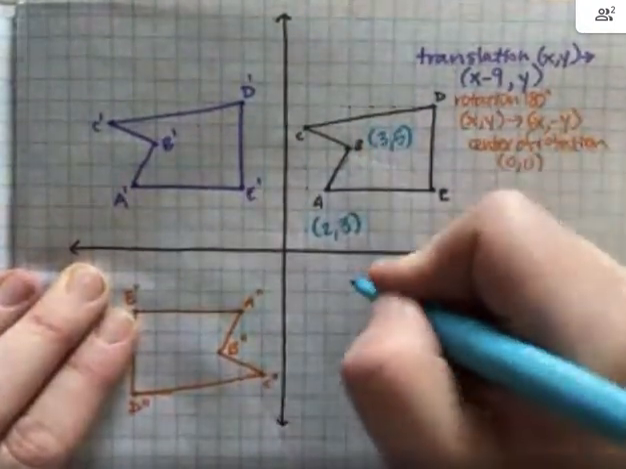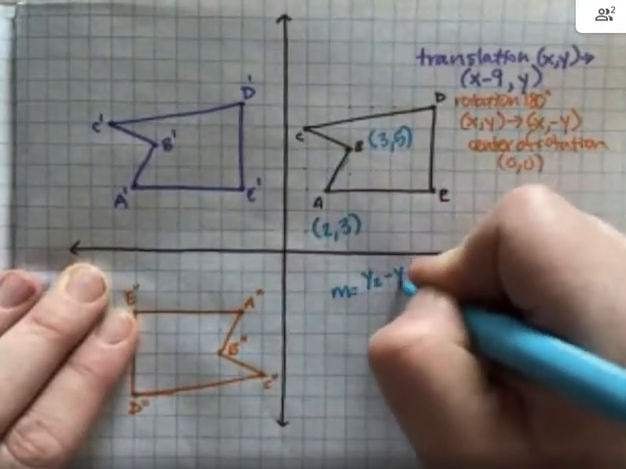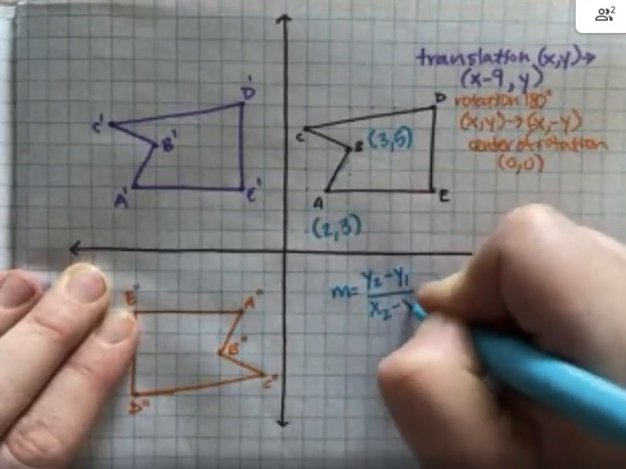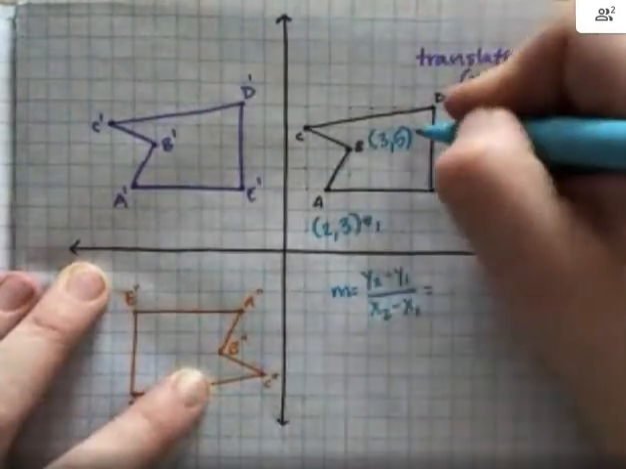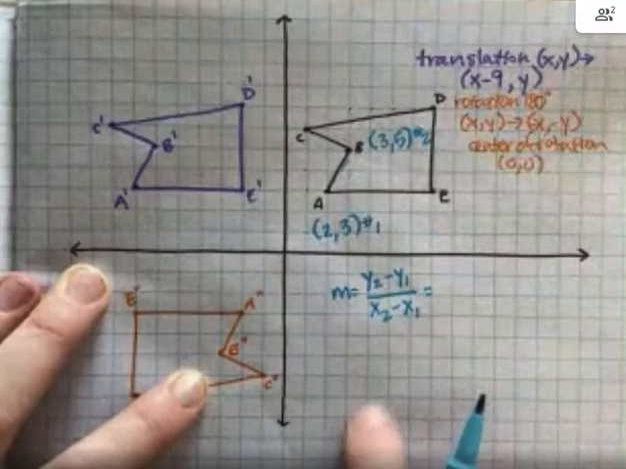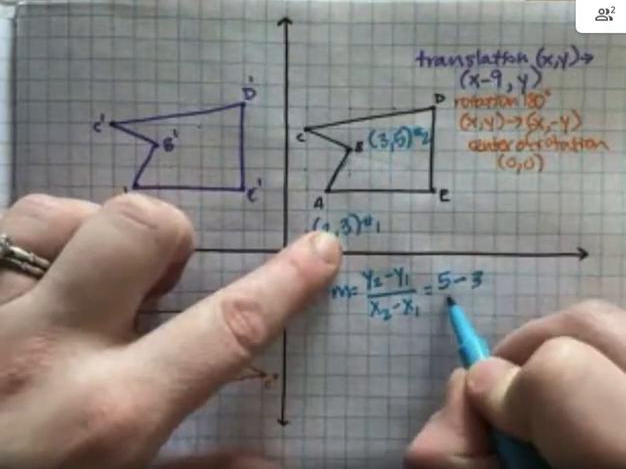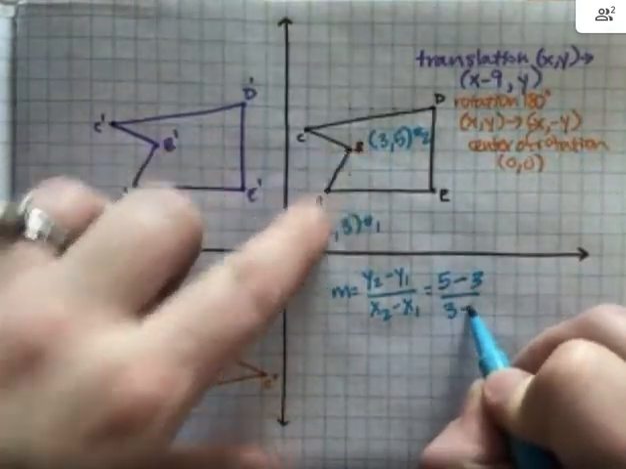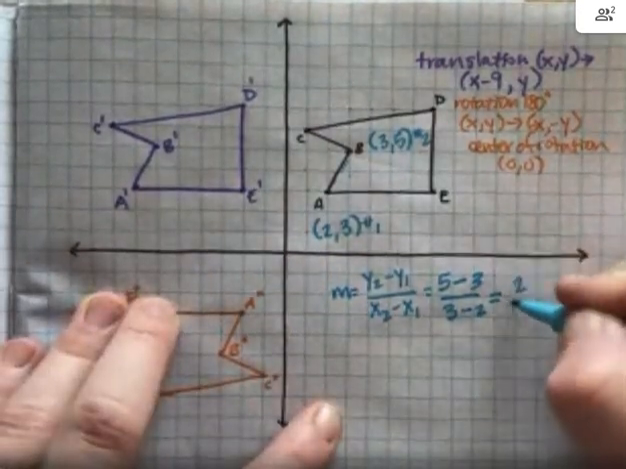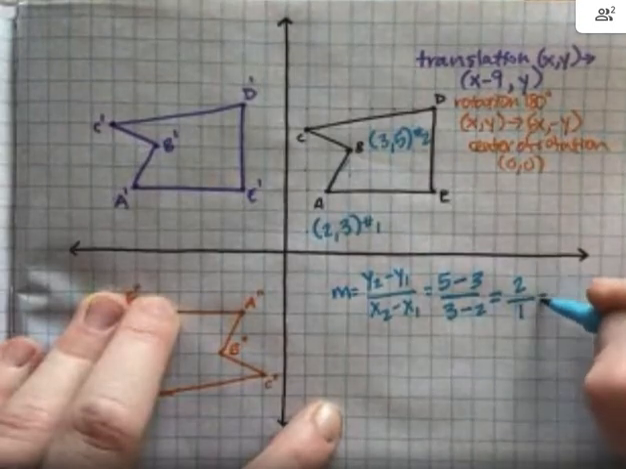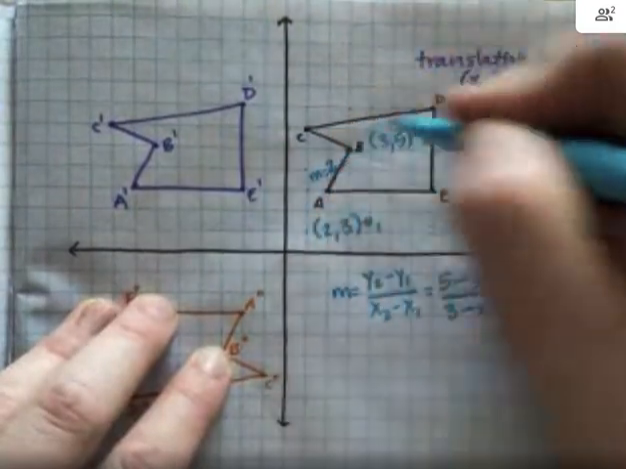So the slope for AB, we are going to use the slope formula. M is equal to y sub 2 minus y sub 1 over x sub 2 minus x sub 1. And we're going to do this math. So I'm going to call this my point number 1 right here, and this is my point number 2, and I'm going to do the math work. So point number 2, the y value of that is 5 minus 3 over 3 minus 2. And I'm going to do that math. 5 minus 3 is 2. 3 minus 2 is 1. So my slope is 2 for this line here.